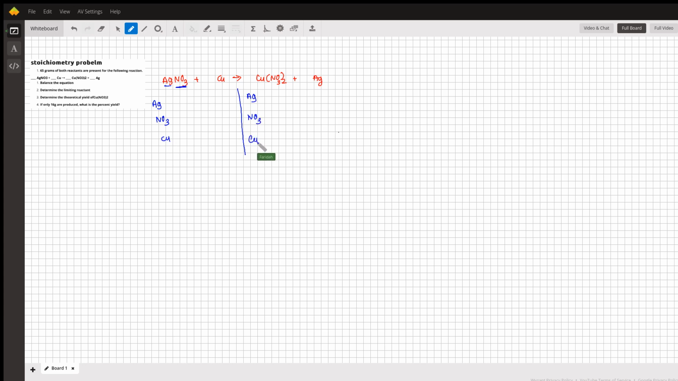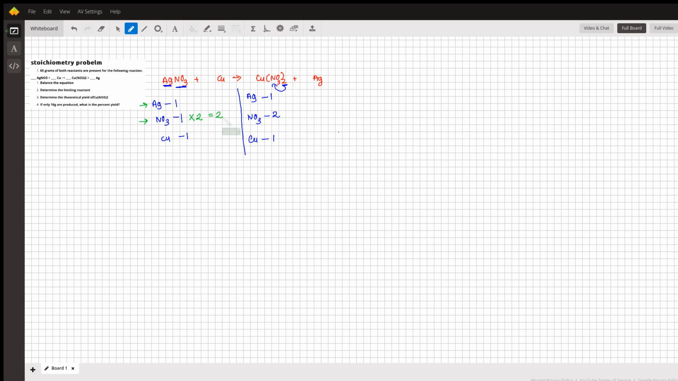Now let's write down how many Ag you see on the left side. So here you have 1 Ag, 1 NO3, 1 copper. On this side you have Ag 1, NO3 2, because you can see there is a 2 given there. This 2 is only for the NO3 and copper is only 1. So Ag looks like it's balanced, right? But NO3 is not. So we're going to multiply NO3 on the left side with 2.